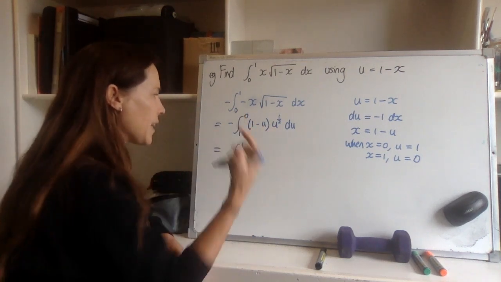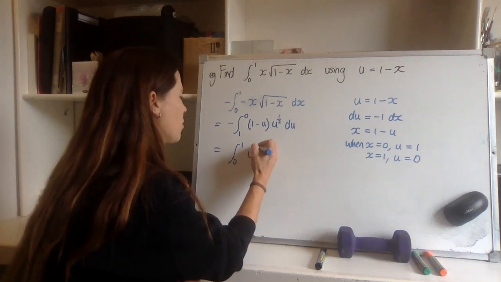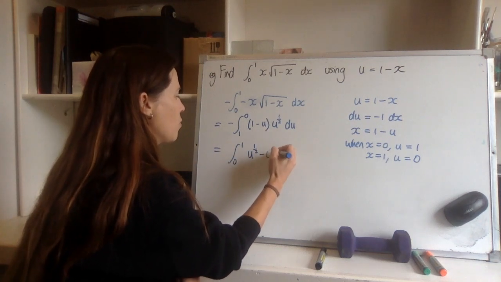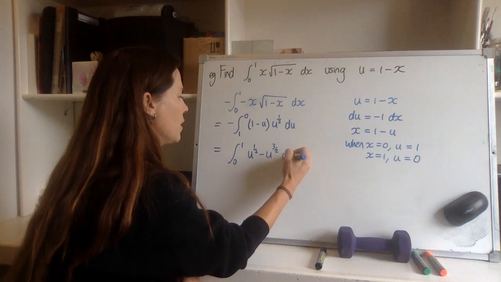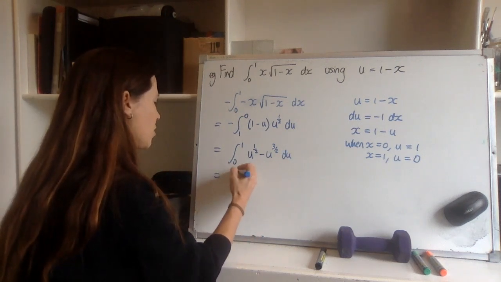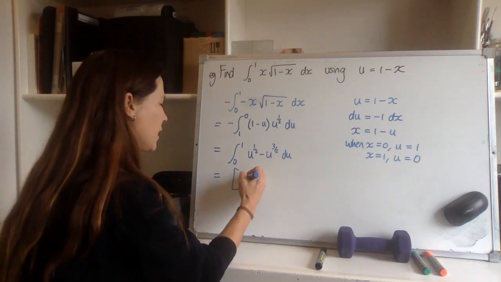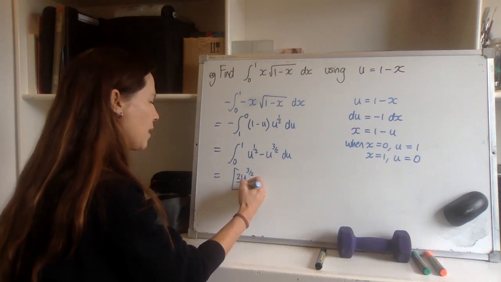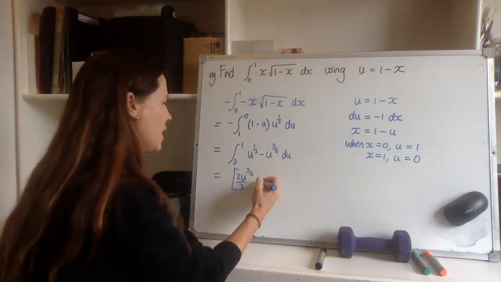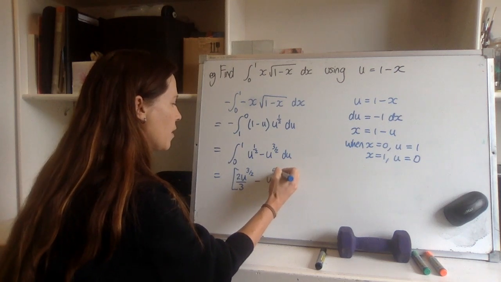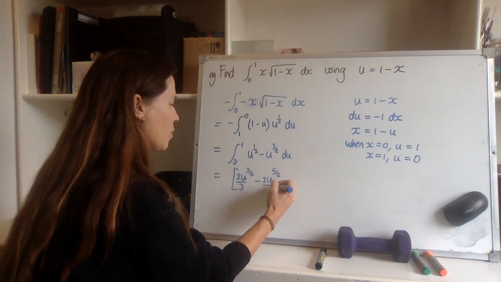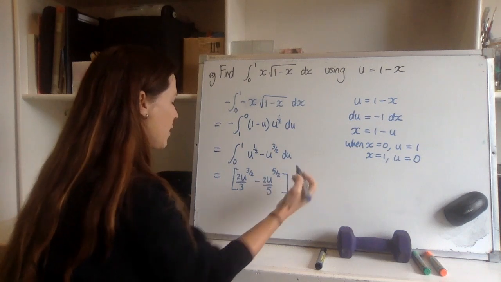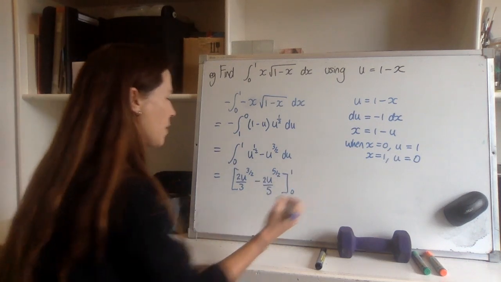Now I need to tidy up my integrand. So I've got u to the half minus u to the 3 halves du. And now I need to use my square brackets, integrate this by raising the power by 1, dividing by the new power, or multiplying by its reciprocal, and the same with the other one, so I'll have 5 halves multiplied by 2/5, and then my bounds are now around this way.